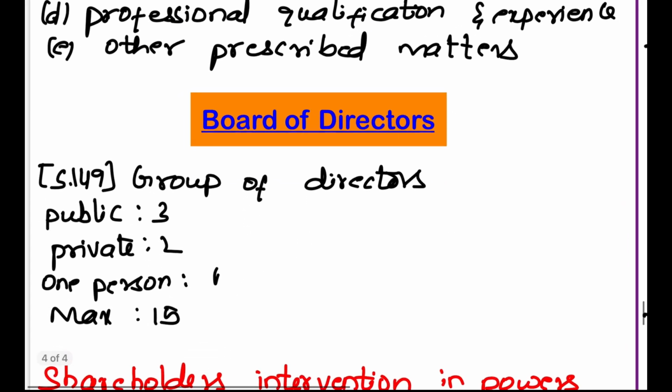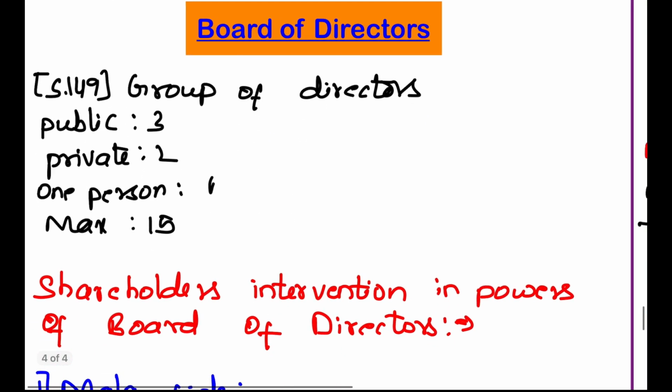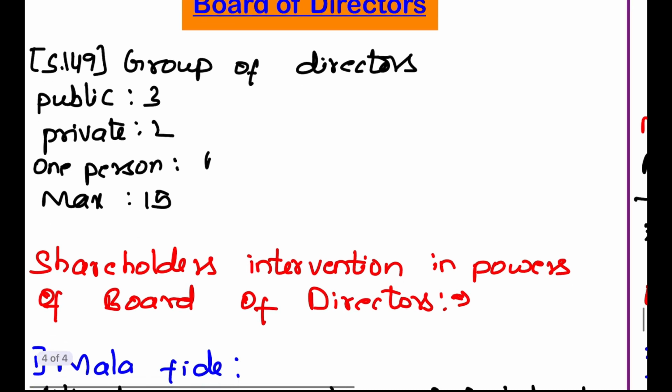The next important concept is the Board of Directors. So what is the Board of Directors? In section 149, a group of directors is called the Board of Directors. For a public company, a minimum of 3 is required. For a private company, the minimum is 2, and for a one person company, the minimum is 1. Maximum there can be 15 directors on the Board.